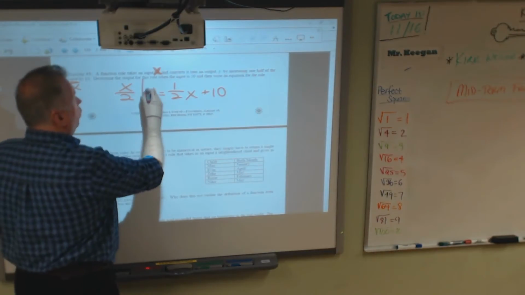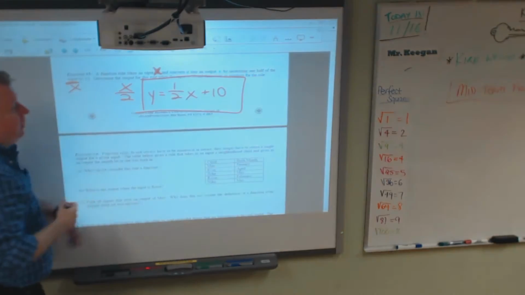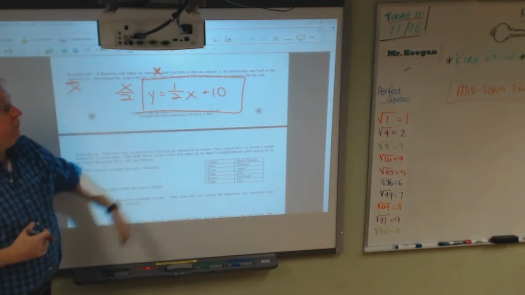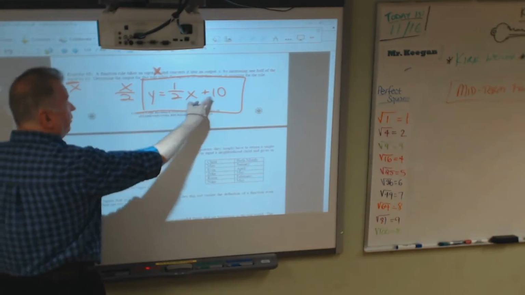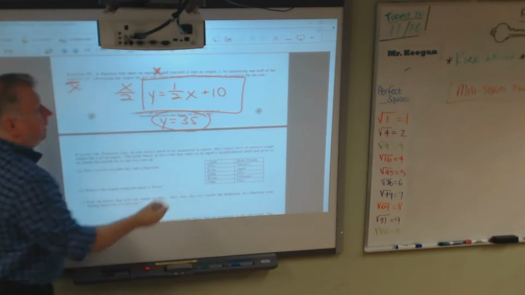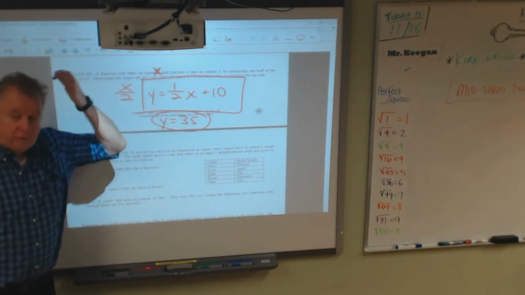So now it's saying, what would the output or the y be if the x is 50? So basically, you're going to plug the 50 in here. What's half of 50? 25. What's 25 plus 10? 35 is your answer. Right? That's the only answer you'll get if x is equal to 50, right?